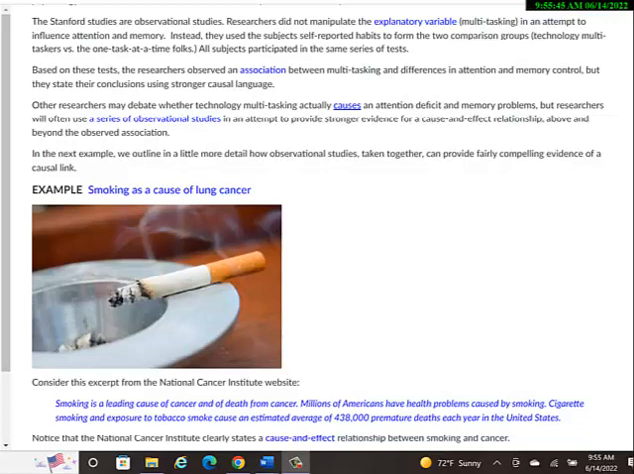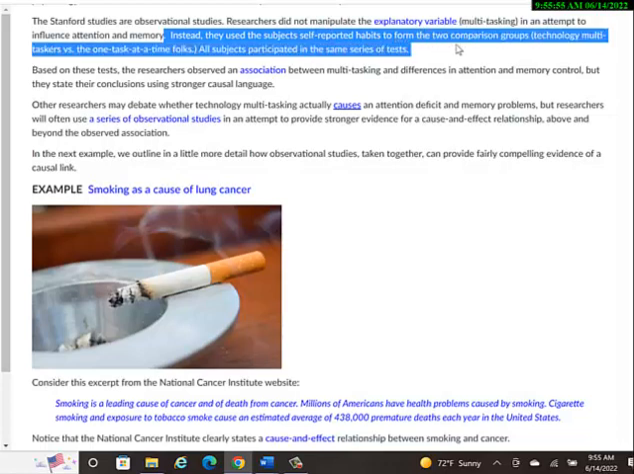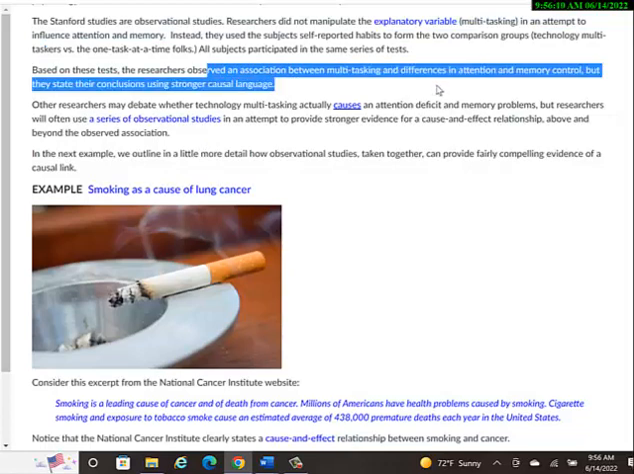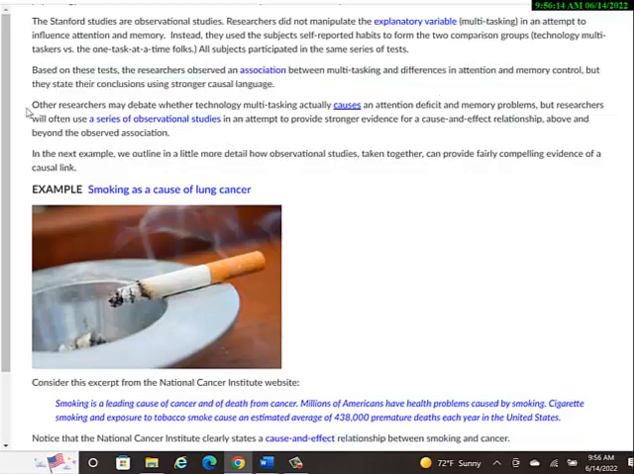In this case, the studies are observational studies. Researchers did not manipulate the explanatory variable in an attempt to influence attention and memory. Instead, they just used the subjects' self-reported habits to form the 2 comparison groups, the technology multitaskers and the one-task-at-a-time folks. All subjects participated in the same series of tests, and based on these tests, the researchers observed an association between multitasking and differences in attention and memory, but they state their conclusions using stronger, causal language.